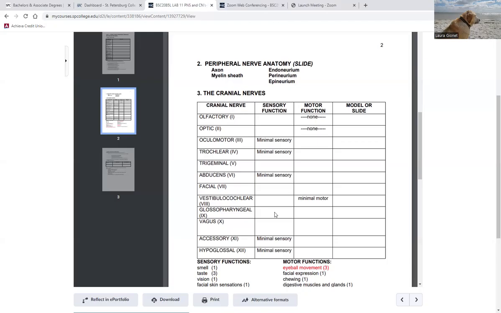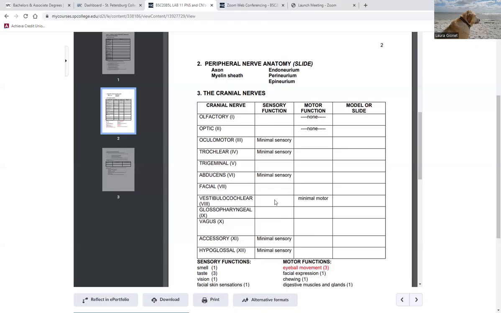Okay, so some of the glossopharyngeal sensory functions include taste. The area of the tongue that will be served by glossopharyngeal is the posterior third of the tongue, which is going to be the back of the tongue, toward your throat. Right? So it conveys taste.